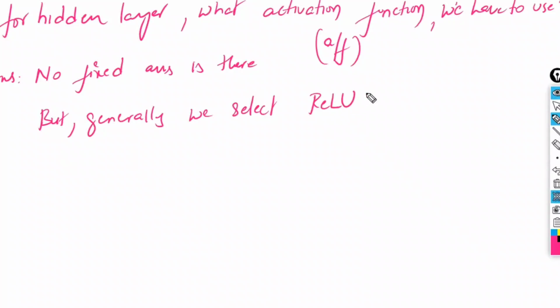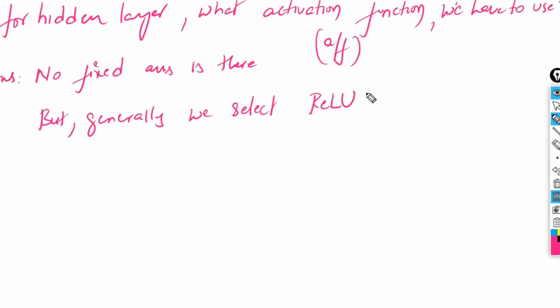Generally, we'll select ReLU as the activation function. There is no fixed answer. No fixed answer means what? It means you have to do hyperparameter tuning. Whenever there is no fixed answer, the meaning is hyperparameter tuning.